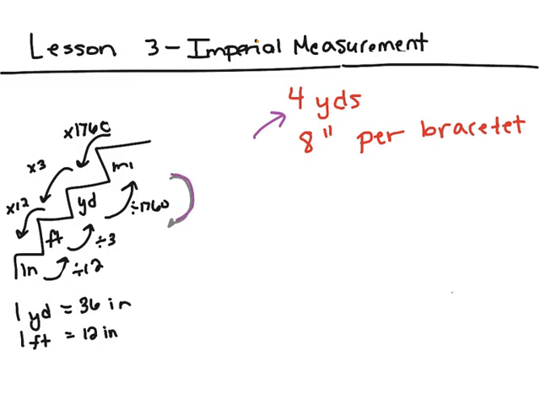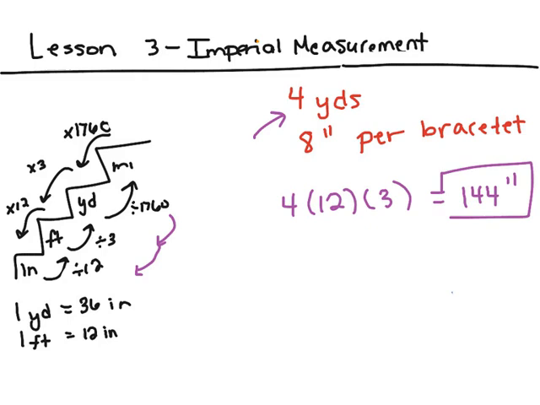So we're going to go down, from yards to feet, then yards to inches. So 4 times 12 times 3, which is the same as 4 times 36, which is 144. So we have 144 inches of cord. To figure out how many bracelets that makes, we're going to take 144 and divide it into 8s, and you should get 18. So Tyrell can make 18 bracelets.